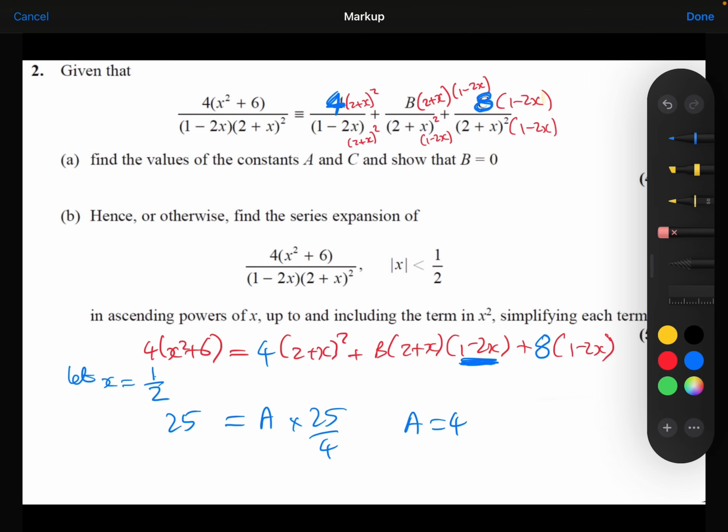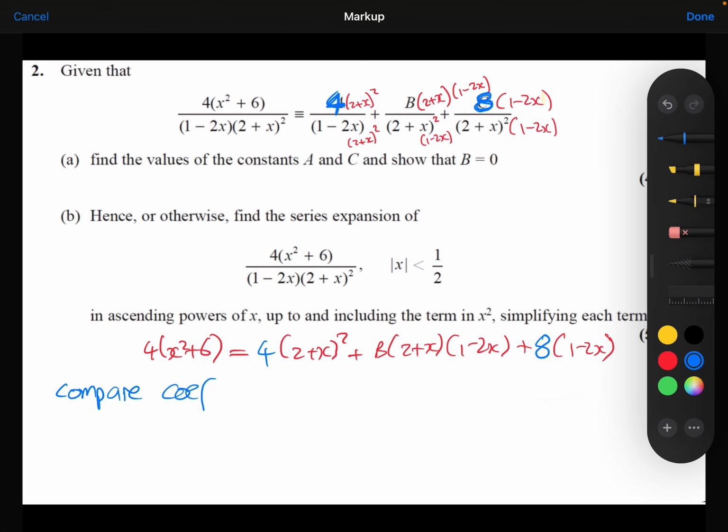Right, we just need the b term now. There's no substitution that we can make to work out the b term, but what we can do is compare coefficients. What that means is, imagine if I were to expand everything out. I'm not going to expand everything, but imagine if I did. What numbers would be in front of the x² terms?